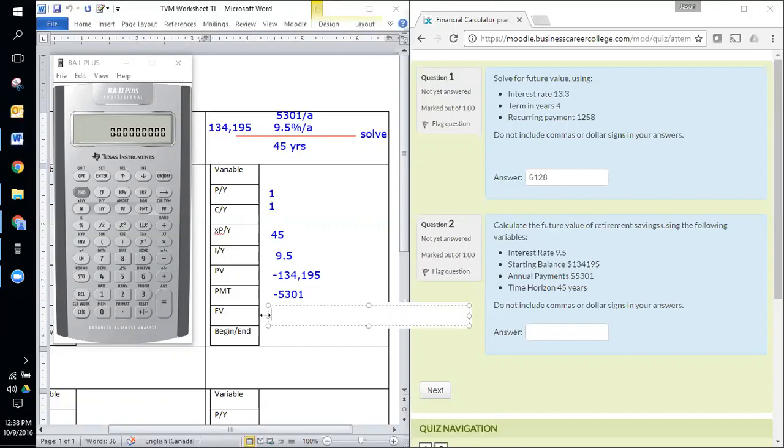This is the most frequent source of confusion with this kind of question, is people don't know what to do as far as positives and negatives go. This is somebody who's put money away for retirement savings. That money is not in their pocket, and they continue to put more money away as retirement savings. That money is not in their pocket. So all of those amounts are going to be negative. Future value we're going to solve for. And just as with the last question, there's no reason to go to begin mode. So we're just going to leave it on end mode. And now we're ready to solve.